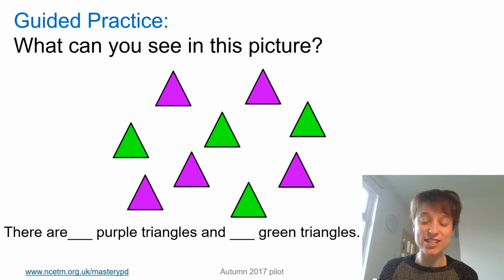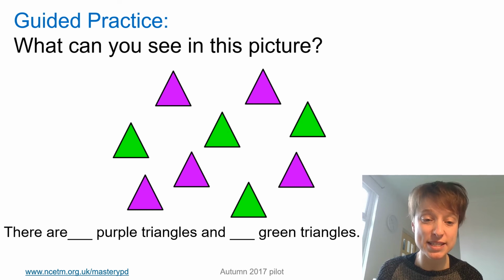Okay, I'd like you to have a think about filling in the missing numbers in this sentence. So there are purple triangles and green triangles. So say the sentence and fill in the missing numbers. Pause the video here to tell your adult.